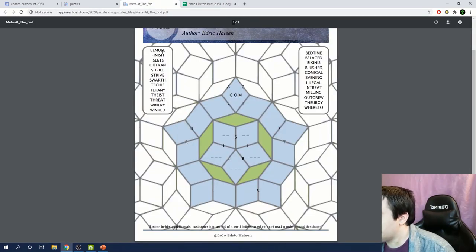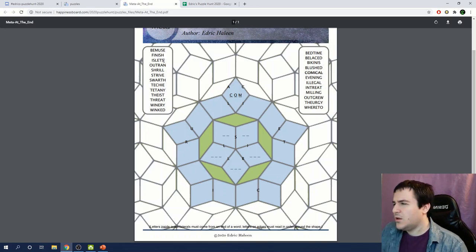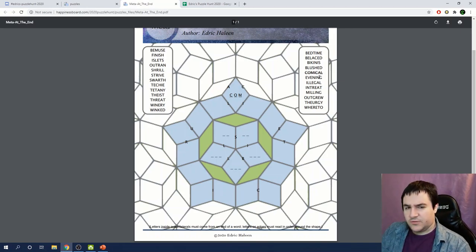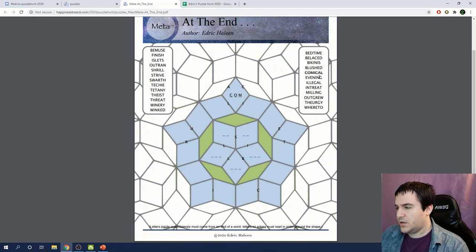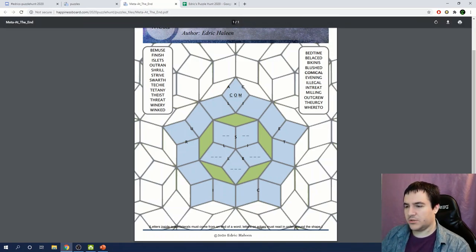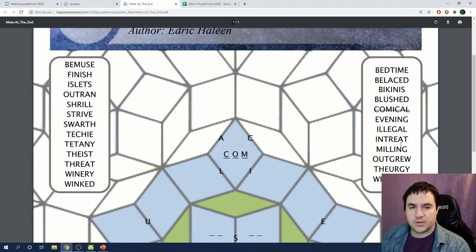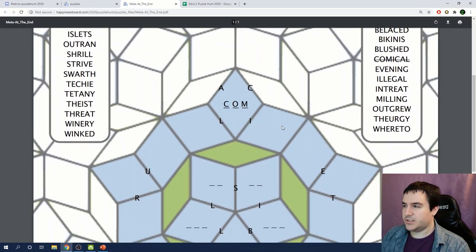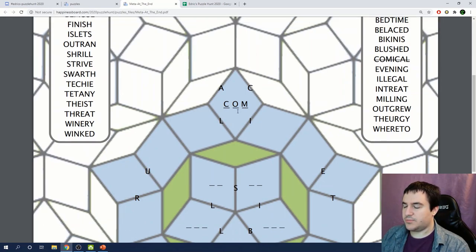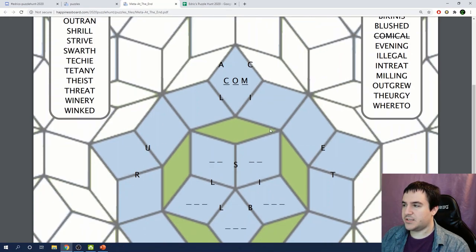Okay, so in this meta puzzle, we have two lists of words, and then we have this shape. They've crossed out comical. Here, let me zoom in a little bit. They've crossed off comical from the list, and it looks like that's been placed here. Okay, it looks like we're supposed to enter each of these words into one of these spaces.